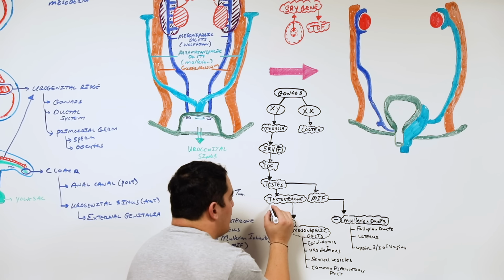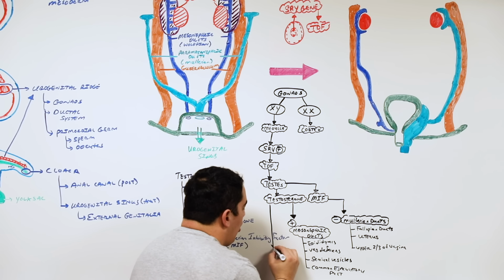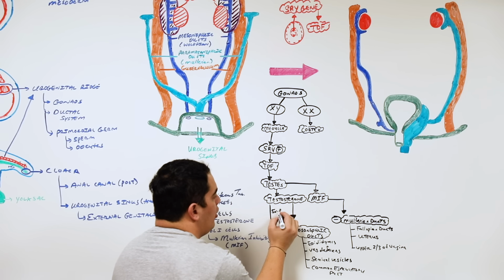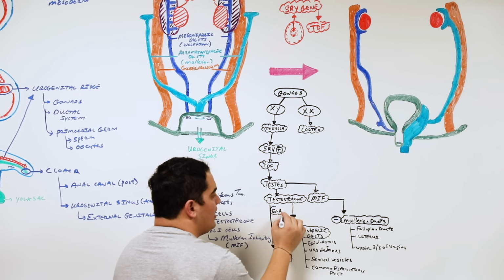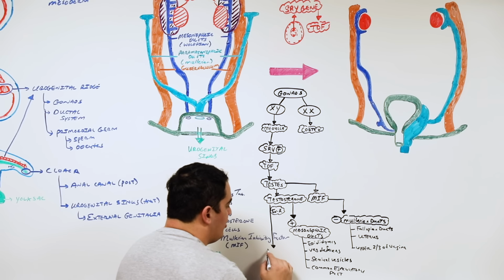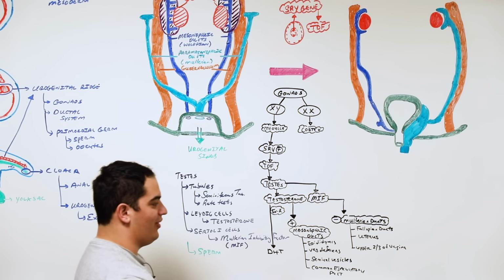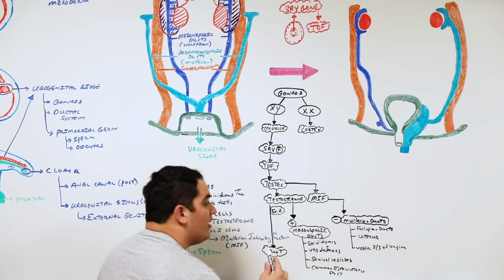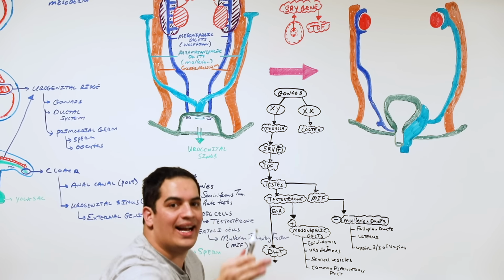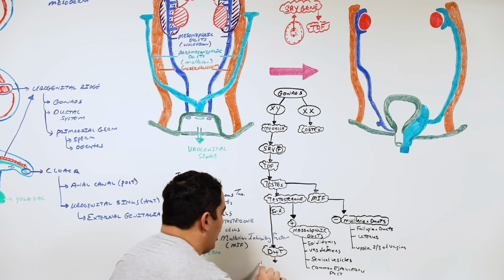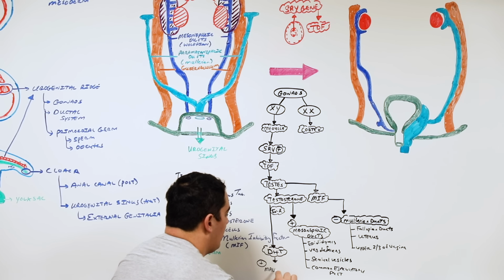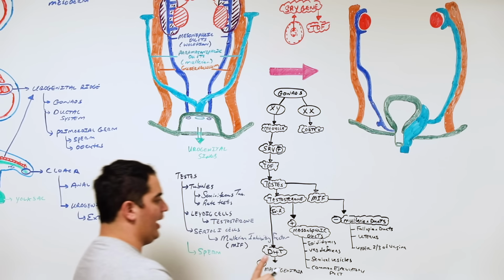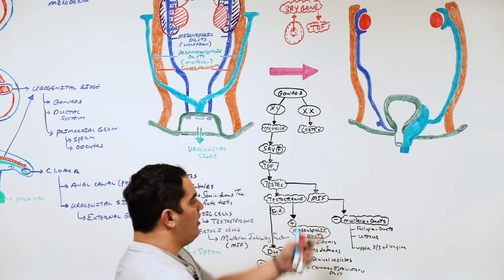But what I want you to know is that testosterone also gets acted on by a particular enzyme called 5-alpha reductase. And what this enzyme does is it converts testosterone into dihydrotestosterone. And you know what dihydrotestosterone does? It stimulates the development of the male external genitalia. So it's going to stimulate the male genitalia. And again, we'll go over that in more detail a little bit later. So we understand how we develop the male stuff.